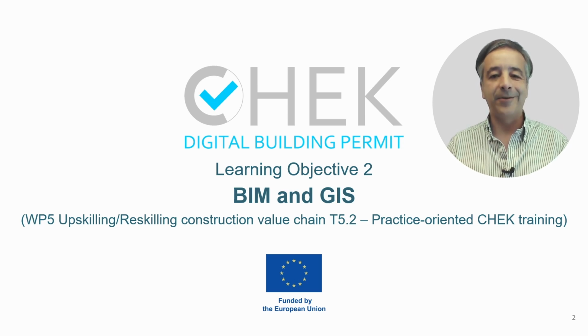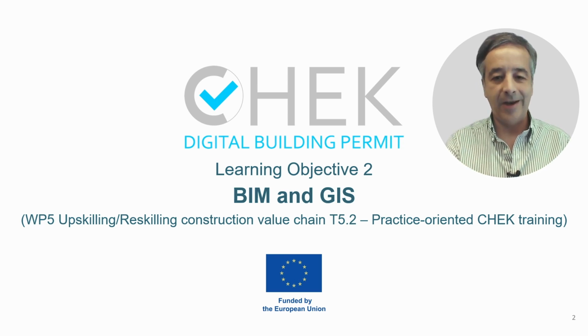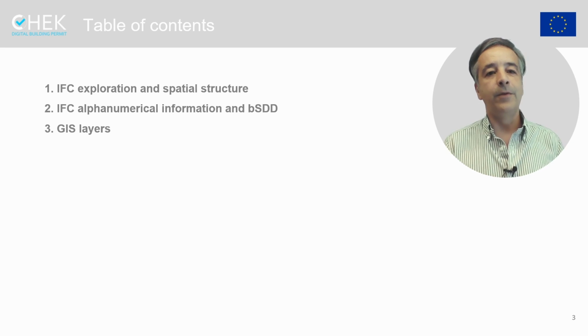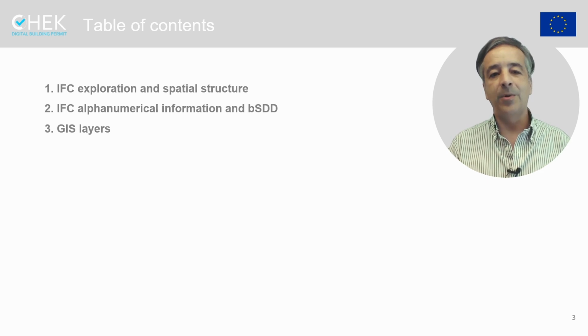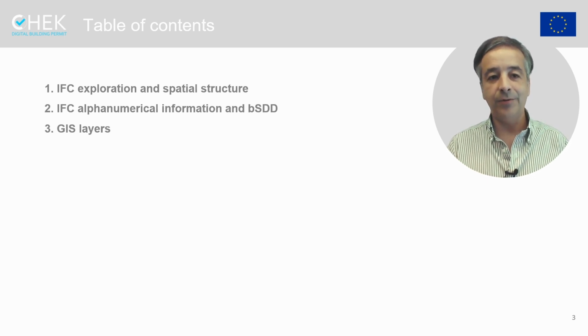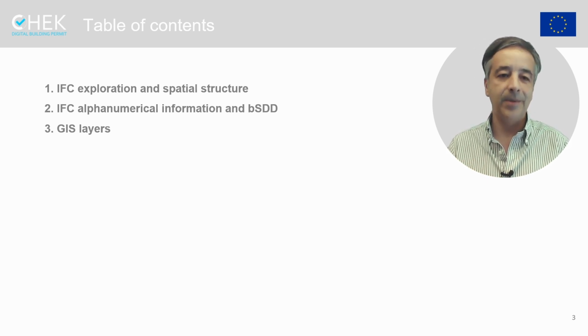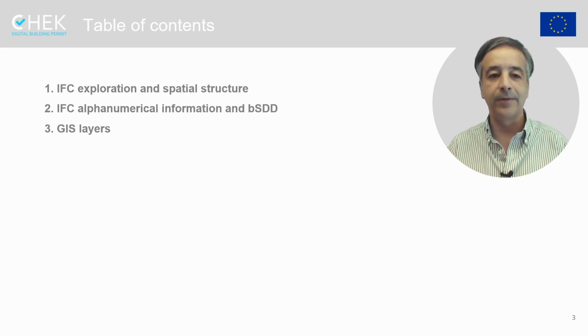Hello, let's start on Learning Objective 2, BIM and GIS. So for this video module, we are going to explore three main topics. The first one is to explore IFC and its spatial structure, so looking at how IFC is assembled and what's inside, and let's use a viewer for that.